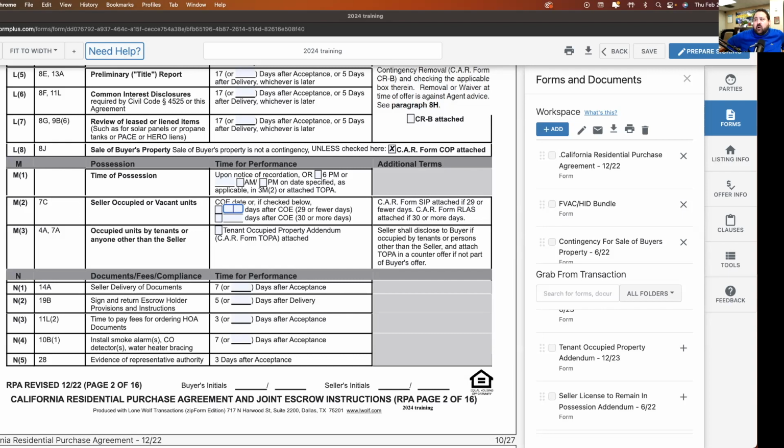So for all of you guys, as a default, if I have a seller in possession of a property that I'm selling, I am always going to counter a minimum of 3 days. Yes, Charlie, go ahead.